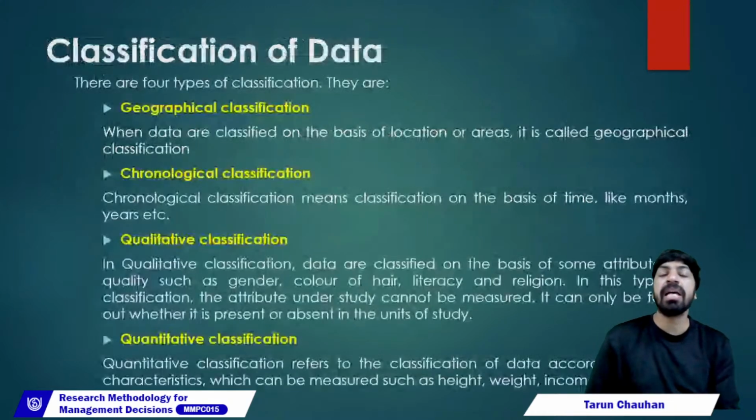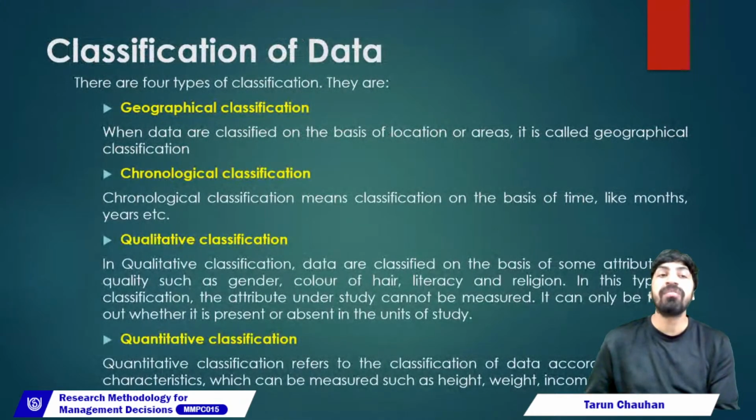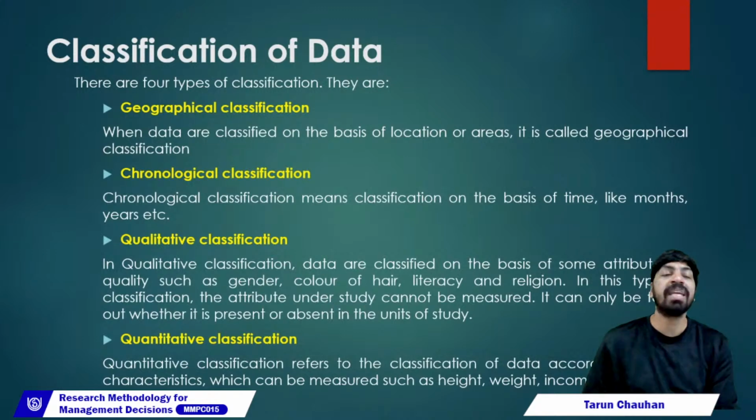Let's talk about the classification of data. There are four types of classification. The first one is geographical classification, where the data are classified on the basis of location, area, region, cities, and that's called geographical classification. The second category is chronological classification, where the data is classified on the basis of time, like months, years, quarters, etc.